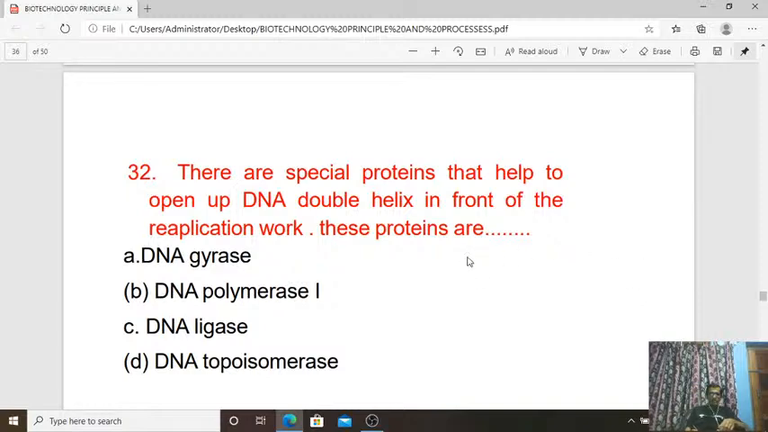Then, there are special proteins that help to open up the DNA double helix in front of the replication fork. These proteins are what? During replication, this particular protein helps in the unwinding of the DNA helix. The 32nd question. The answer is DNA helicase. Unwinding of the DNA helix is done by it, so that reading of the molecule and replication can be completed. So answer is A for question number 32.